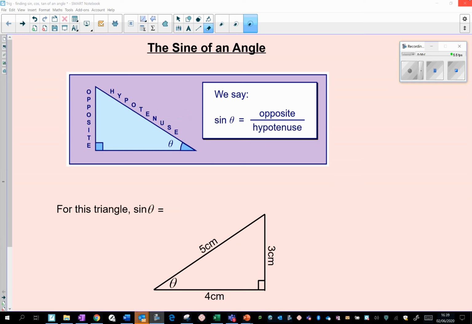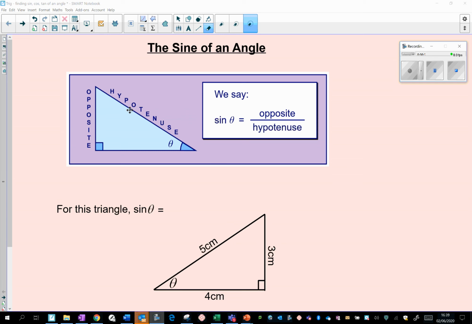Hello, and welcome to the second lesson on trigonometry. Today you are going to learn about what are called the sine and the cosine and the tangent of an angle. And the way that we find these is by labelling the sides of a right angled triangle in the same way that you learnt last time.